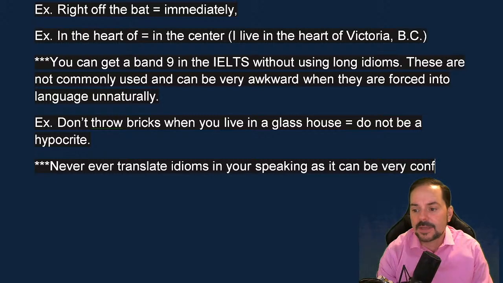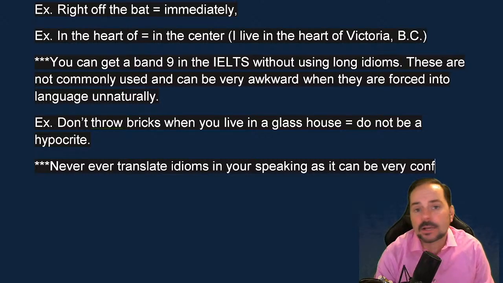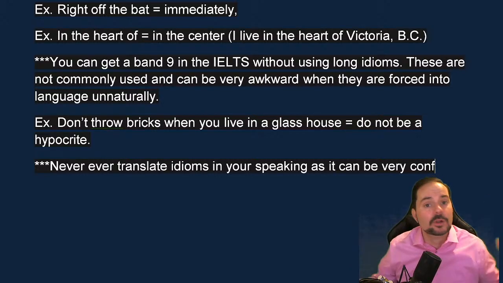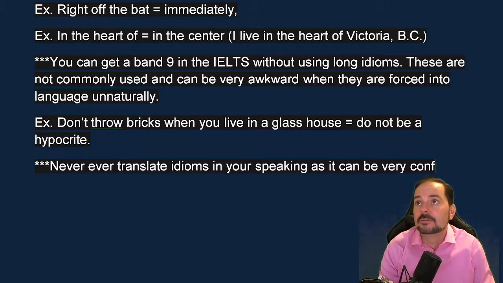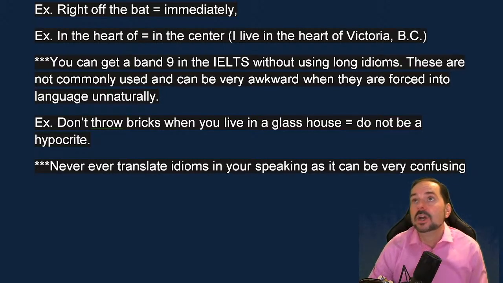Like if you tell me that the tiger jumped over the dragon's back on the last full moon, I have no idea what you're talking about. All I think of is an actual tiger jumping over a dragon when the moon is full. It doesn't make sense to me, okay? So never ever translate idioms in your speaking, as it can be very confusing. All right, so be super careful with that.